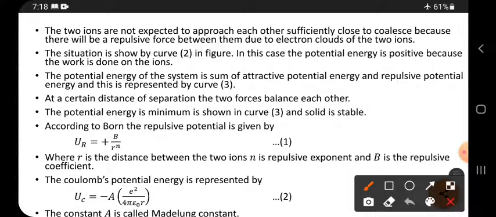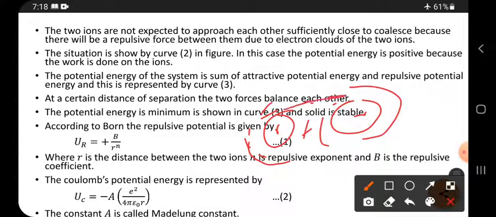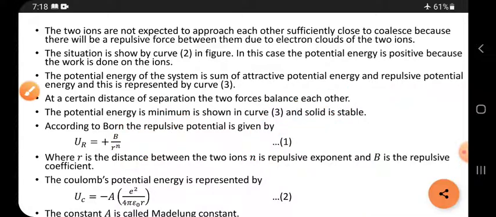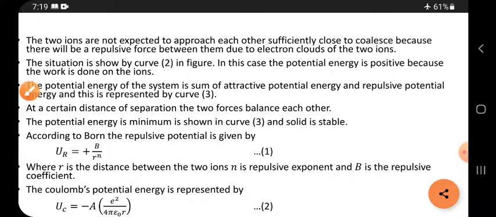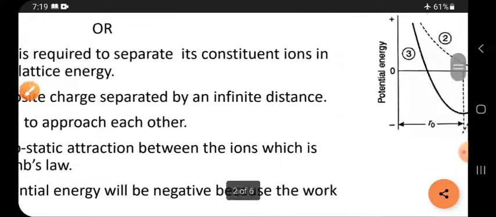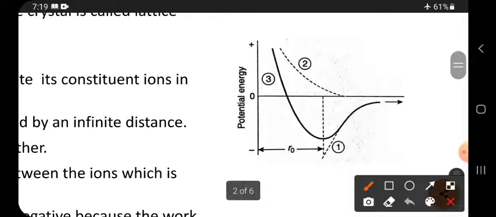When they meet each other, because of the clouds of electrons present around them, these electrons start repelling, and repulsion can be shown by positive potential energy. That is why positive comes because of repulsion and negative comes because of attraction. Repulsion is shown by the second line, curve 2 in the figure. See the figure, this is the second line. So the second line shows repulsion, and the first line shows attraction.